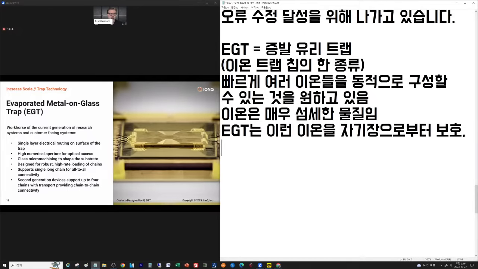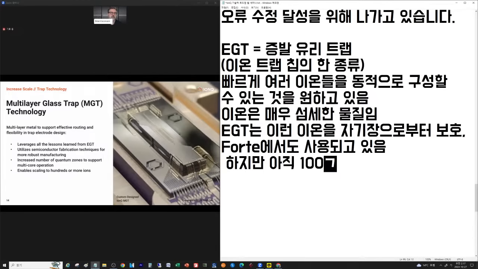Right now, optical access is one of the most precious resources we have in our systems, and our traps are designed to be able to drive that. And so the EGT has been the first in our line of trap technology, and it's what's going into Forte Enterprise. Now, due to the fact that it's single layer technology, it's incompatible with scaling to very large numbers, hundreds of ions, and therefore, we need to invest in the new technology. And that brings us to the MGT.